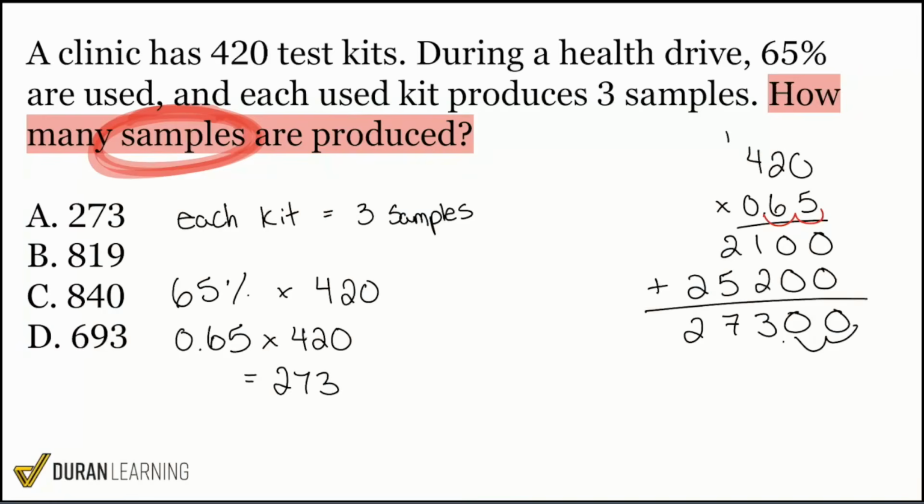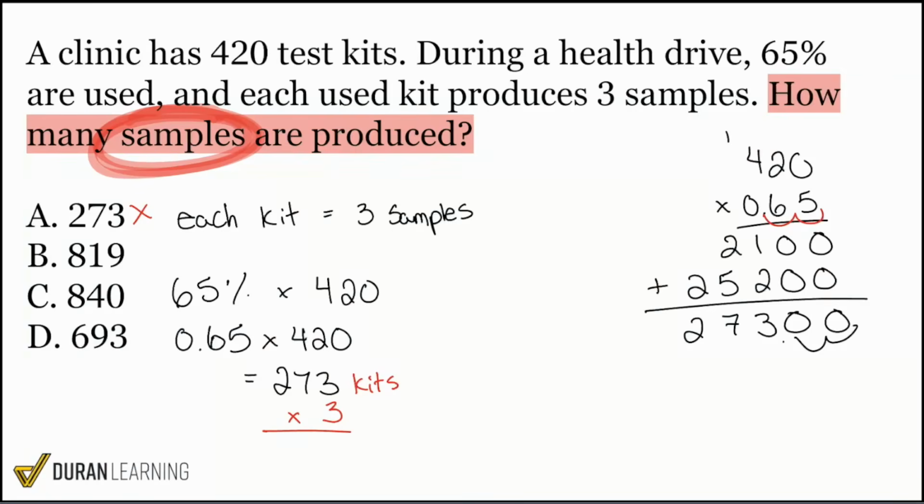But the answer is not going to be A, only because, remember everybody, this is the number of kits, not the number of samples. To get the number of actual samples, remember that each kit is 3 samples. So we need to multiply this over here by 3. Because again, each of these kits provided 3 samples.